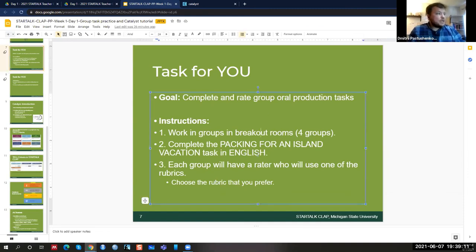I want you to complete the packing for an island vacation task in English. So let's think that we are going on a vacation, and each group will have a rater. Choose the rubric that you prefer. Is it clear? Everything is good? Okay, so I'm going to try breakout rooms.